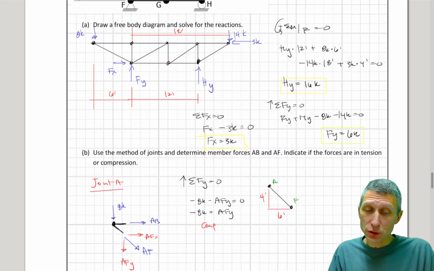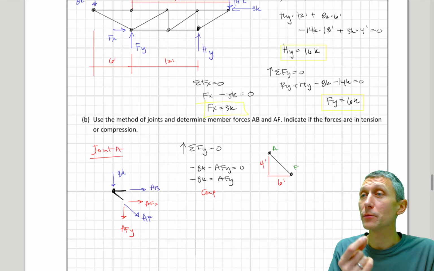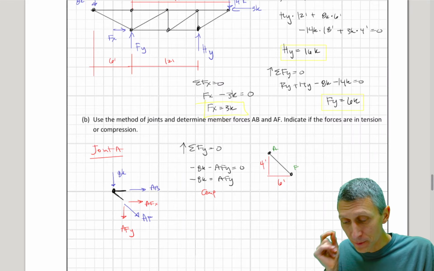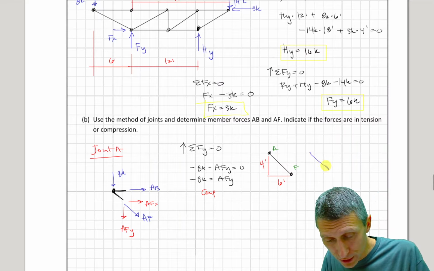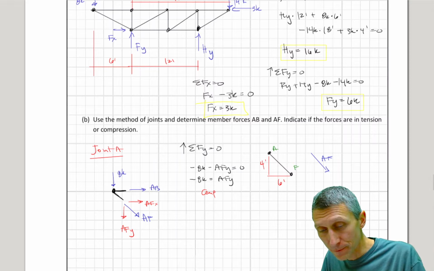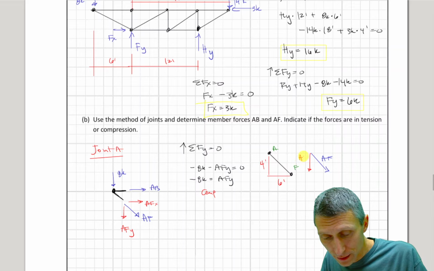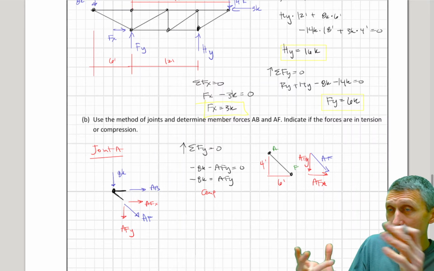If I know those two distances and I want this force to line up with that member, it's a two force member. Remember, these forces have to line up with that member. For that to be true, that means my force, AF, has to be similar to this geometry triangle. So I'm going to have AFX and AFY, and these two triangles have to be similar.